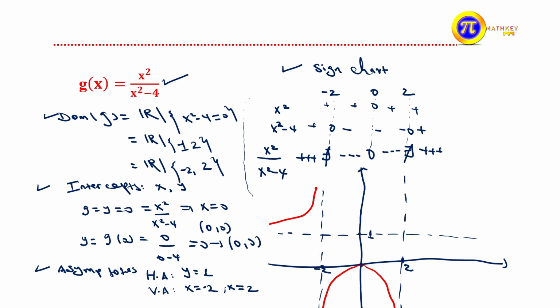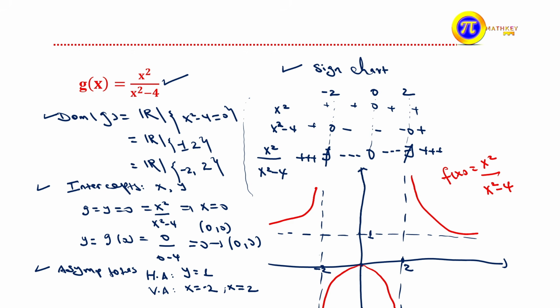Positive means above the x-axis, and between the asymptotes the graph looks like this. Yes, this is the graph of our function f(x) = x squared over x squared minus 4. So to sketch the graph of any rational function, what is our first task?